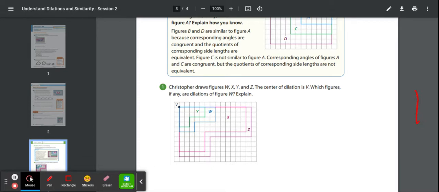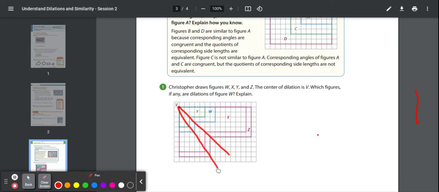So for the first one, it says Christopher draws figures W, X, Y, and Z. Central dilation is V. Which, if any, are dilations? So if you remember, this is when we did our test of, is it going correctly through every single angle here, all of our right angles. Okay. So I know my lines aren't perfectly straight, but hopefully you can see what's working.